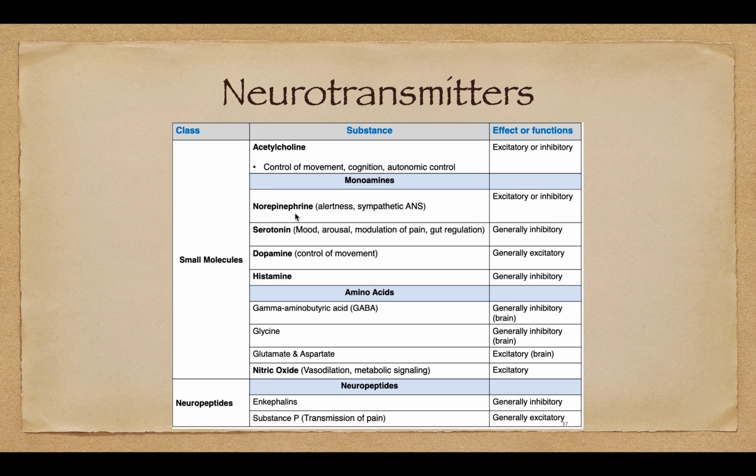The monoamines, important ones, norepinephrine, serotonin, dopamine, histamine, and the amino acids also work as neurotransmitters. So GABA is usually inhibitory, glycine, glutamate and aspartate, and nitric oxide. Nitric oxide really isn't like the amino acids, but it's really important in vasodilation and some kind of signaling. But remember the vasodilation part. These are a little bit less important. This you will cover more in neuro.